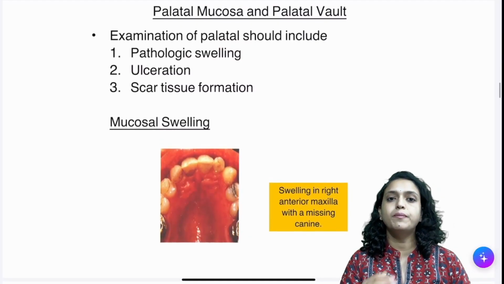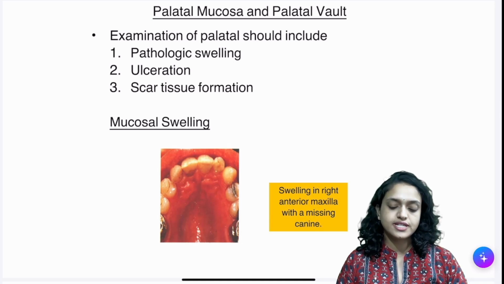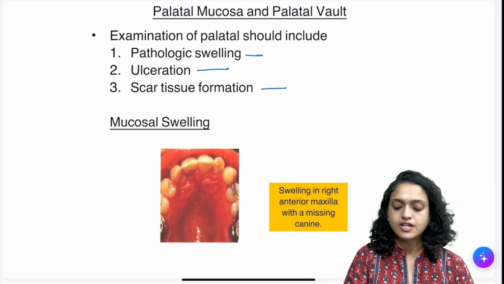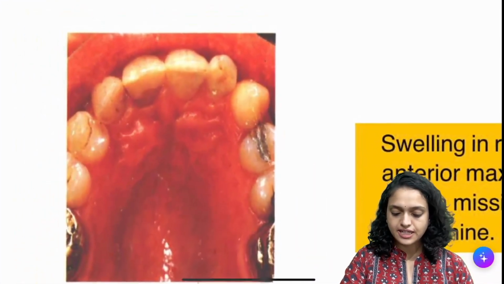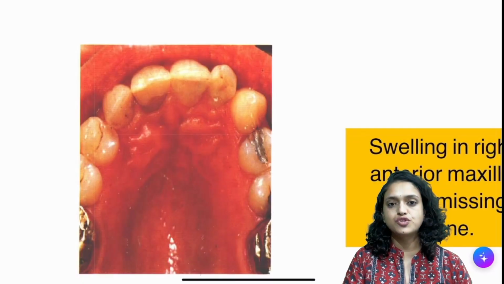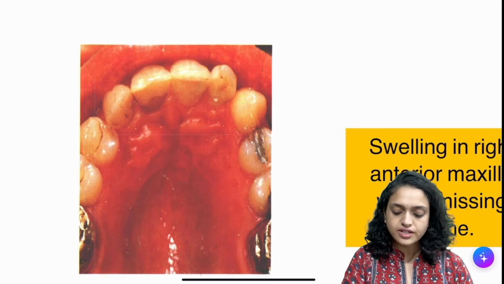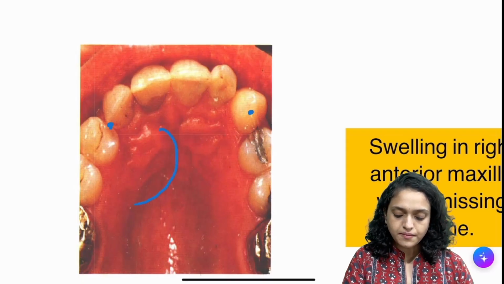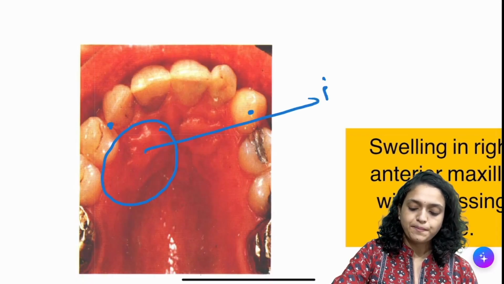Next, we go into the palatal mucosa. Important things we need to know about the palatal mucosa is any sorts of pathological swelling if they are present, any ulceration or scar tissue formation. So any bulge that can be seen in the palatal mucosa needs to be noted down. So you can see in this image, the patient has a canine here, however is missing a canine in this region. There is a palatal bulge. This can indicate that the canine is impacted.